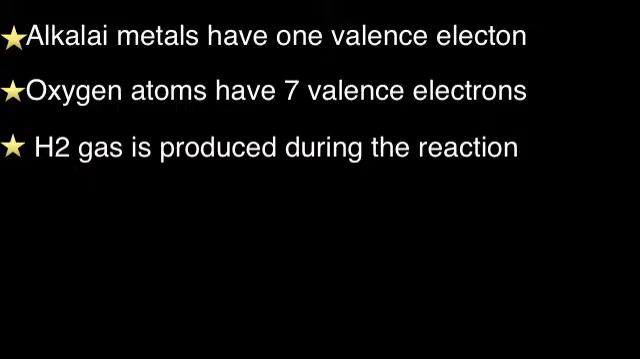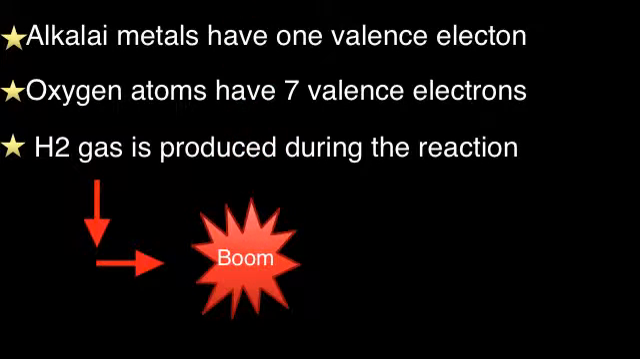In the preceding experiment, the alkali metals, sodium, lithium, and potassium, each have one electron in their outer shell. The oxygen molecule within the H2O compound has 7 electrons in its outer shell. The tendency of electron shells is to complete the 8-electron shell, and therefore the alkali metal gives up its 1 electron to complete the oxygen shell with 8 electrons. During this reaction, hydrogen gas is produced.